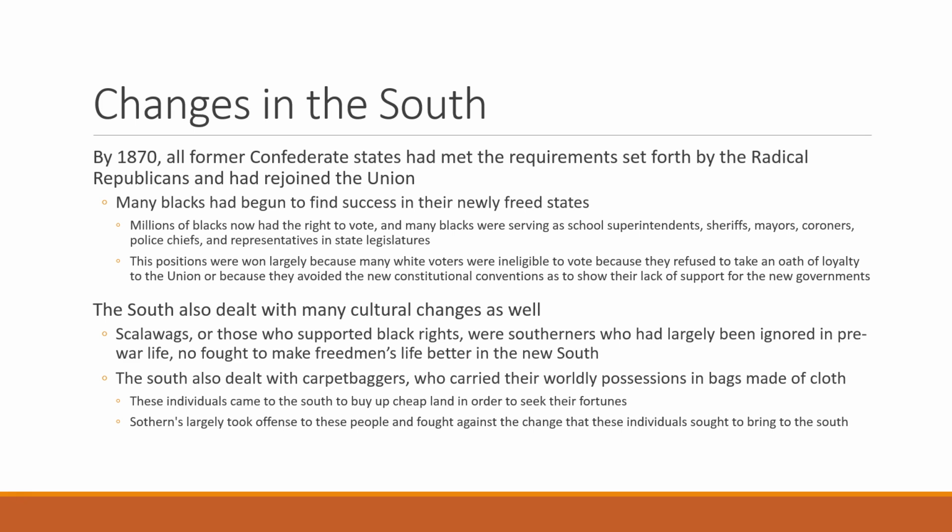The South also dealt with a lot of other cultural changes. One of the types of individuals they had to deal with were people known as scalawags. These were Southerners who supported black rights, who had largely been ignored in pre-war life, and they fought to make the freedmen's life better in the South. People who were largely marginalized now have a huge part in reshaping the way the South works. They're much more vocal, and they have a much more active role in the government.